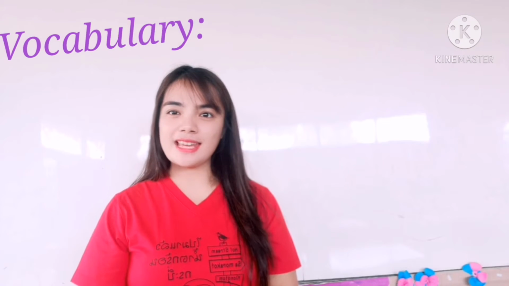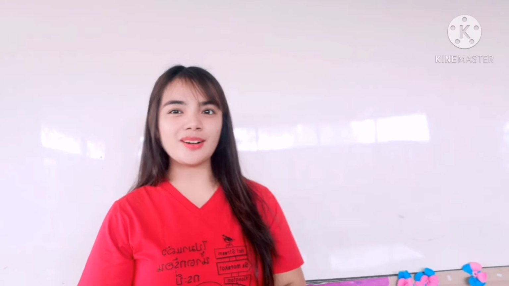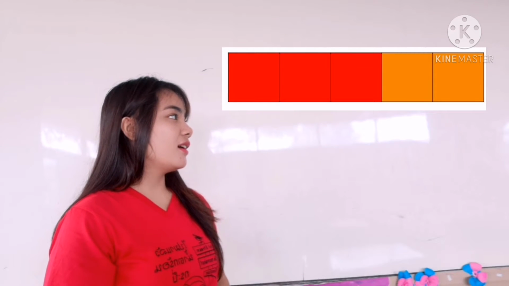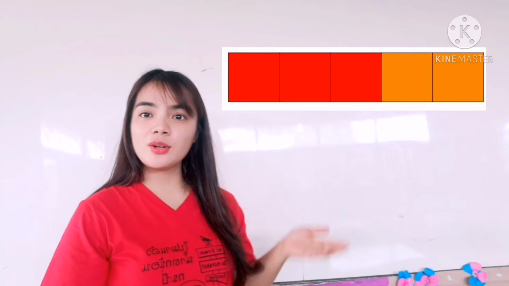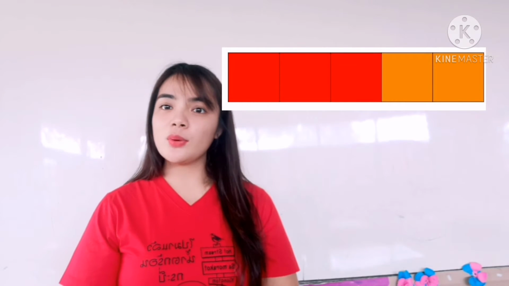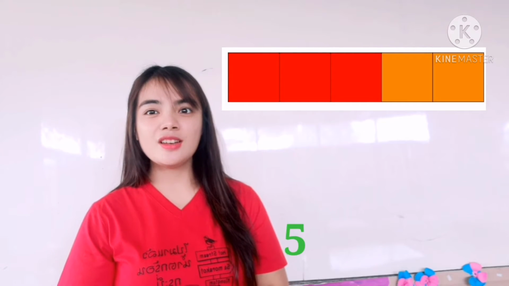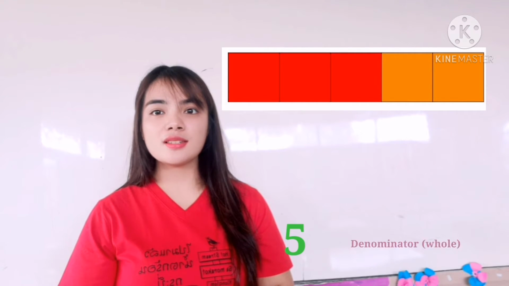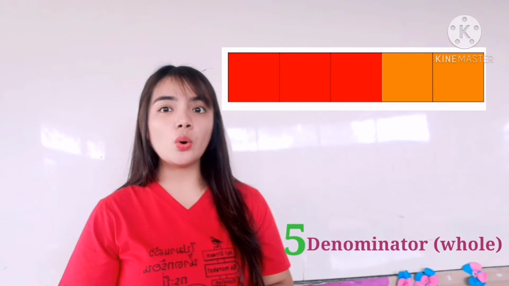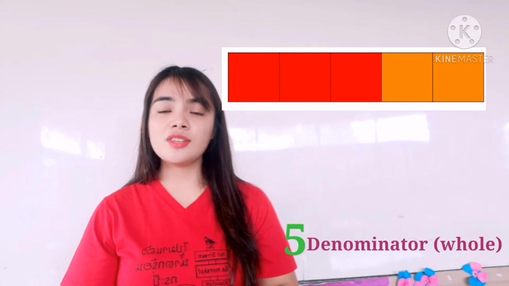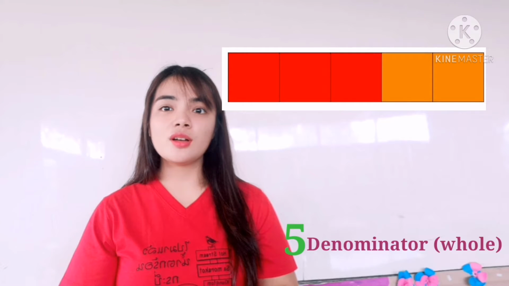So as what we've said, fraction is a part of a whole. Let's try to look at this bar. We have here one bar. This one bar consists of 5 boxes. So these 5 boxes represent a whole one bar. So these 5 boxes are our denominator.